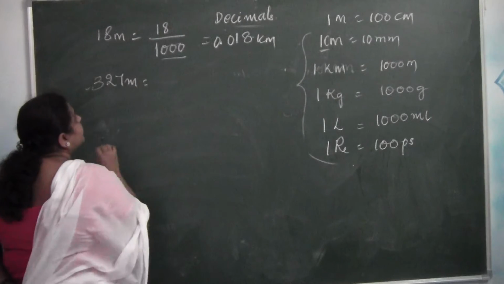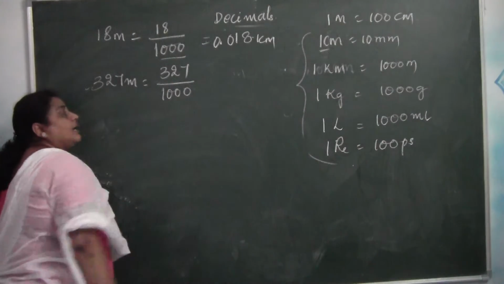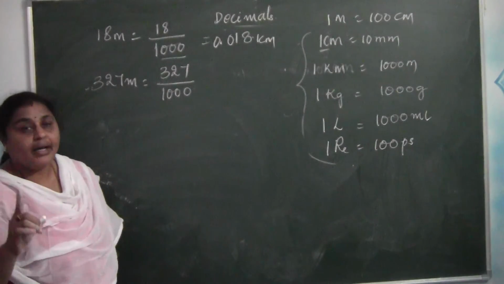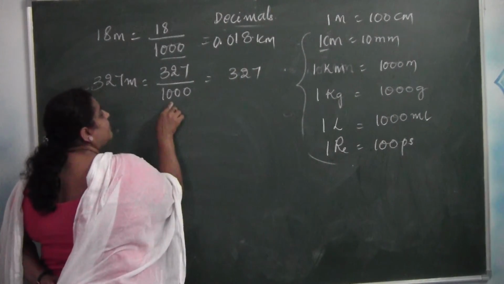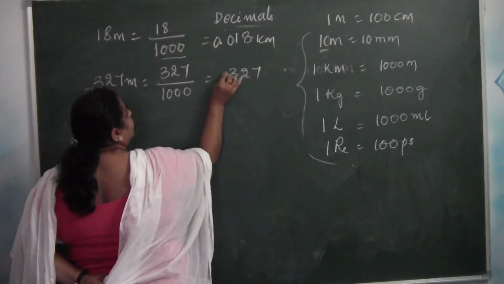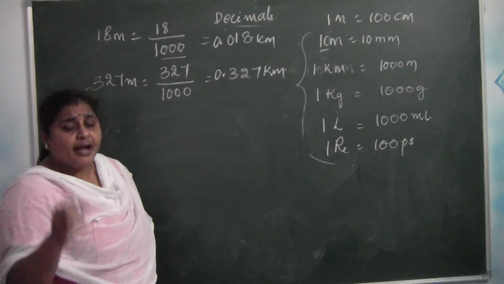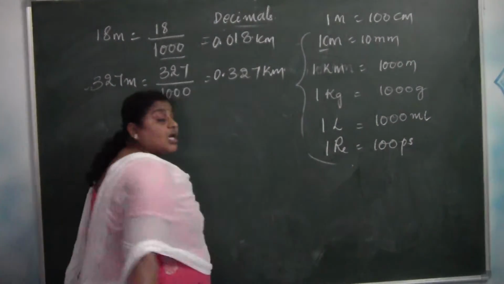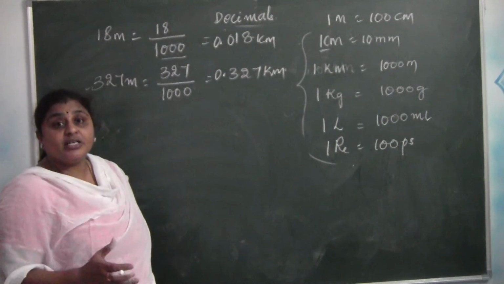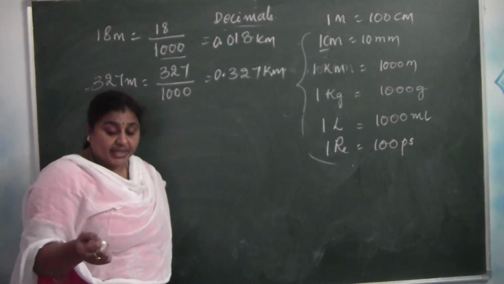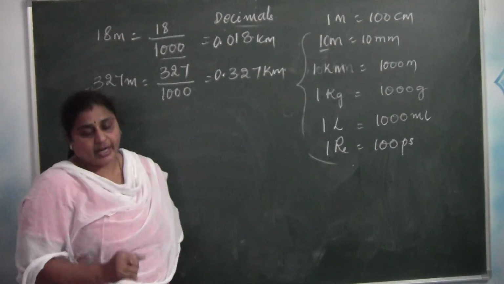Next, 327 meters. So first express 327 meters as 327 by 1000 because 1000 meters will make 1 kilometer. So write 327 as it is. How many zeros do we have? 3. 1, 2, 3, 0.327 kilometers. Is it not simple, children? Only thing is you have to remember these values. Then it will be very easy for you to express meters in terms of kilometers, or millimeters in terms of centimeters, or grams in terms of kilograms, whatever it is.